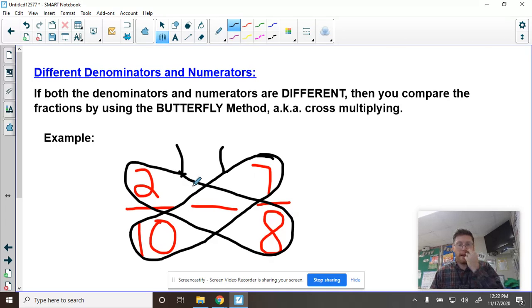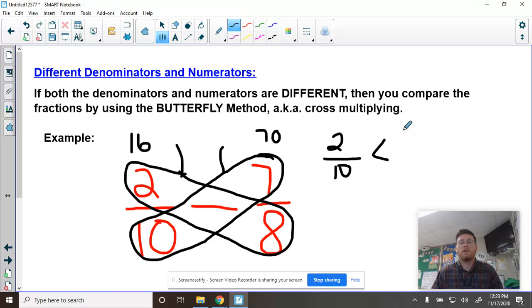What I have to do is multiply going from the bottom up. So 10 times 7 is 70. 8 times 2 is 16. Which one of these is larger? 70 is larger, so that means that 7/8 would be larger. So if I had 2/10, it would be smaller than 7/8.